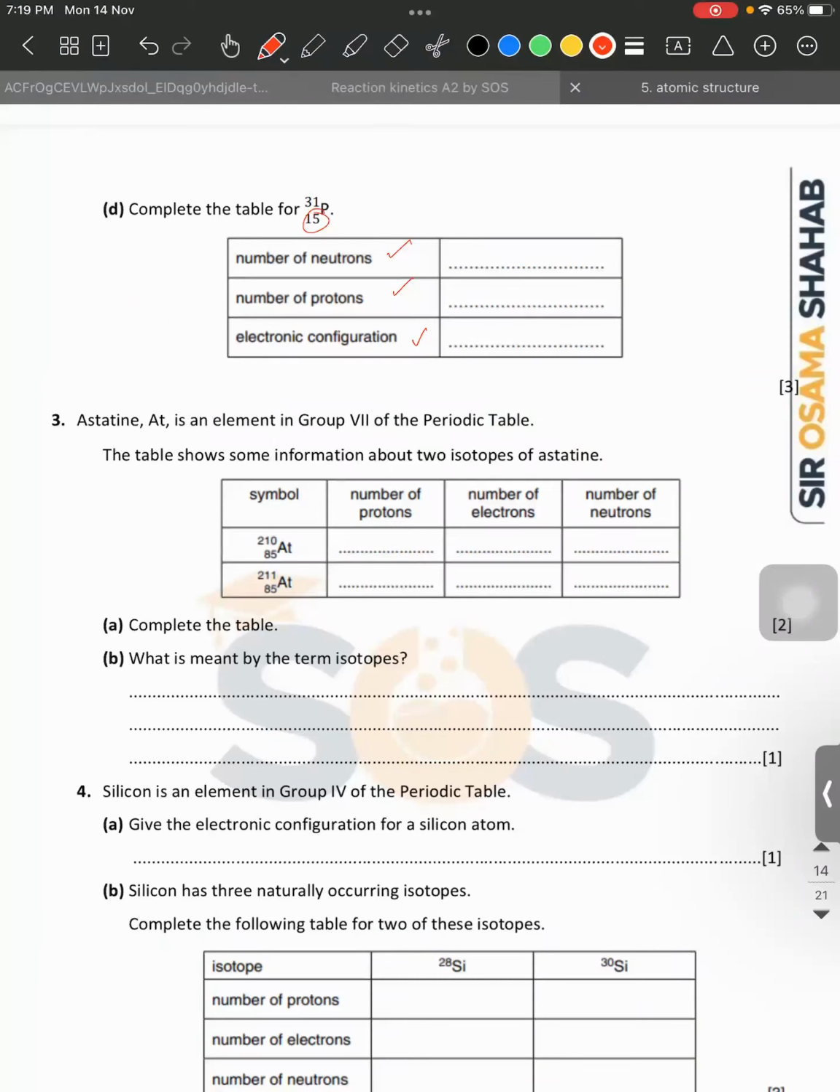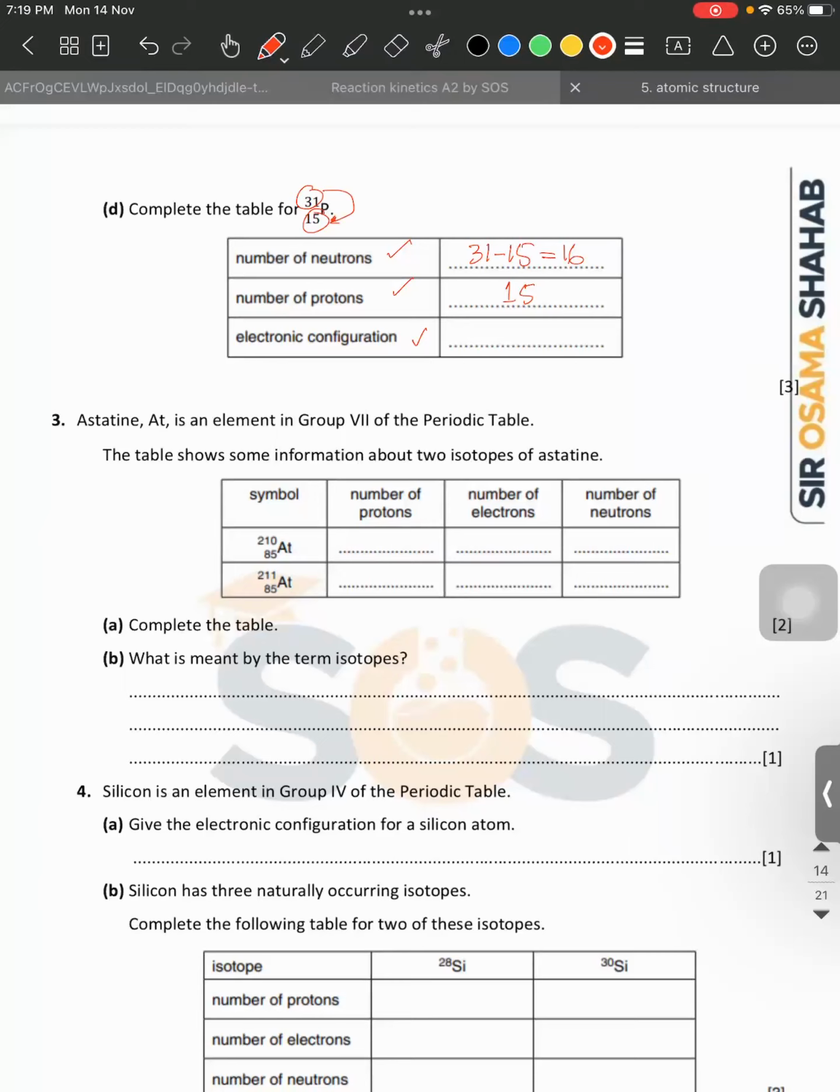We know that the proton number is 15. So definitely the number of protons is 15, right? And the number of neutrons can be found out by subtracting the smaller number from the capital one. So 31 minus 15 will give you 16, right, Bacho?